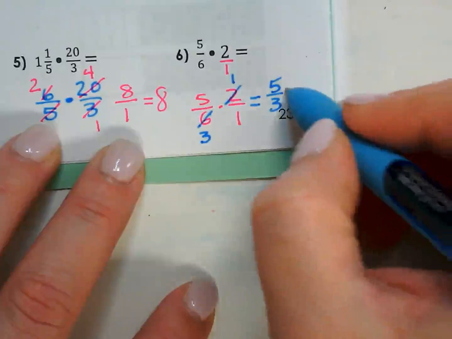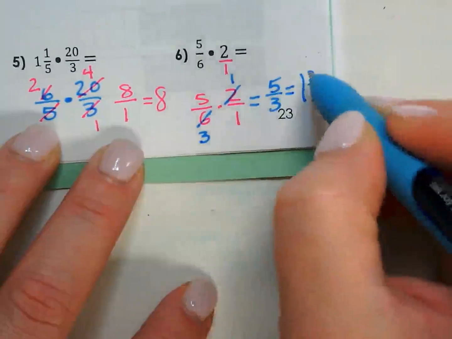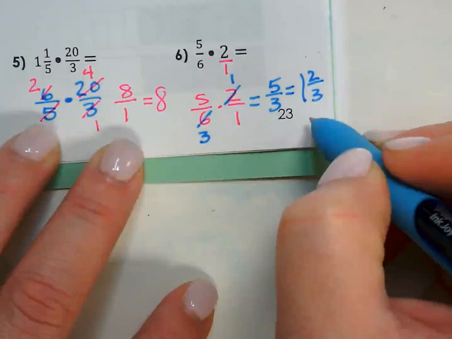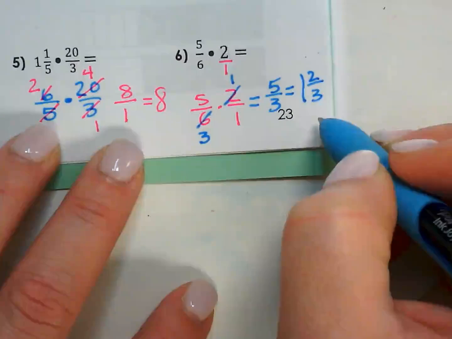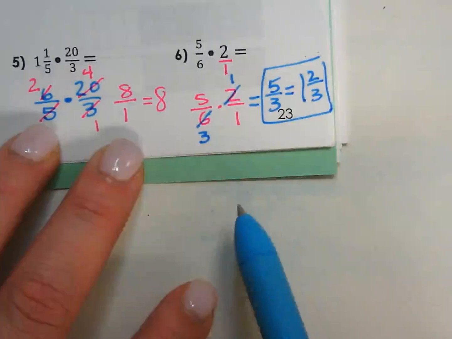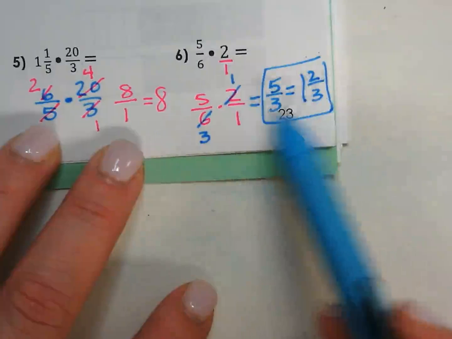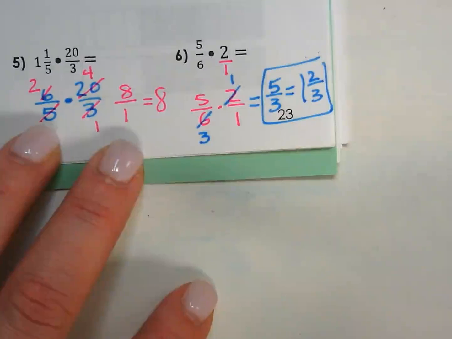But it is equivalent to 1 and 2/3, because 3 goes into 5 one whole time. There's one group of 3 in there with 2 extra pieces left over. Either answer is acceptable. You need to be able to recognize both of them, because when you see an answer on a multiple choice question, you need to recognize that they are equivalent, because you never know which one you're going to see as an answer choice.